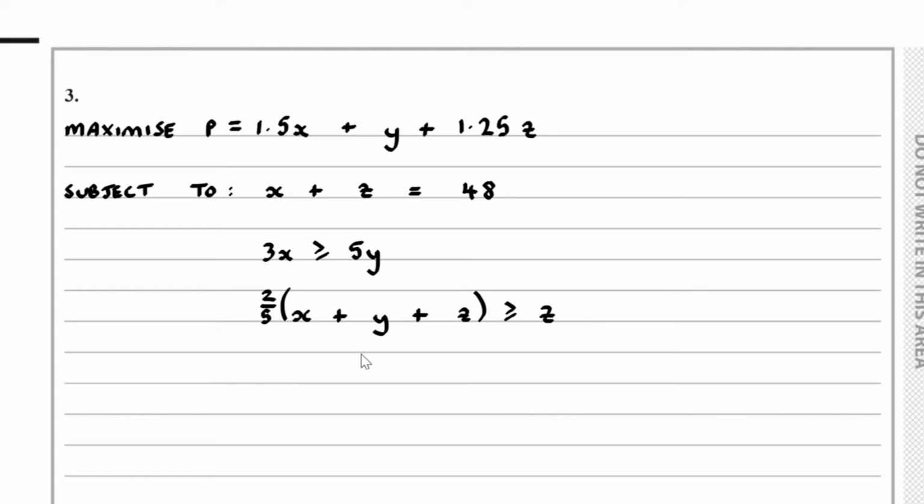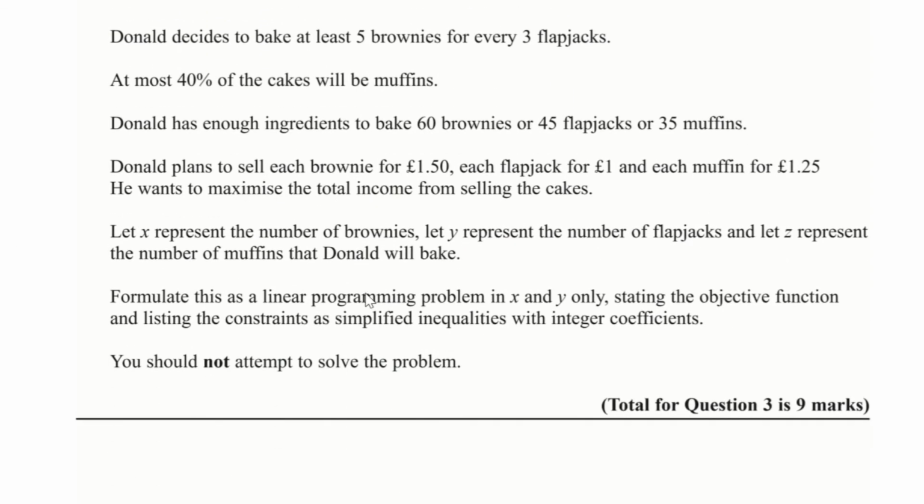What else we know is, if we go back to the question, we've got enough ingredients to bake 60 brownies, 45 flapjacks or 35 muffins. Now, if we have one quantity of the whole ingredients, we want to use 1/60th of those ingredients on brownies, 1/45th on flapjacks, and 1/35th on muffins.